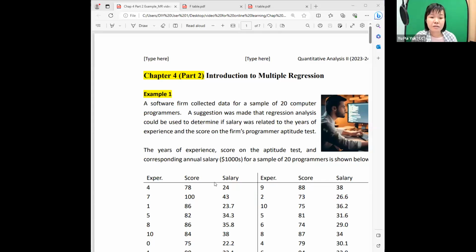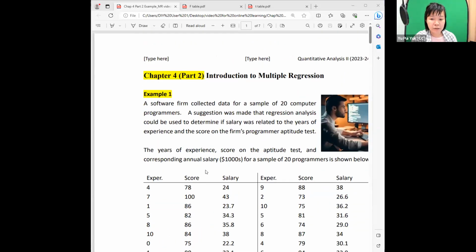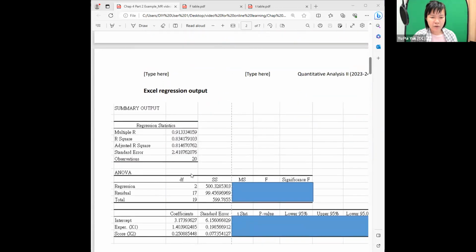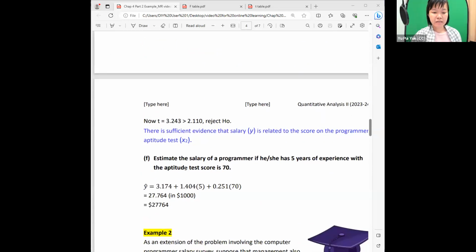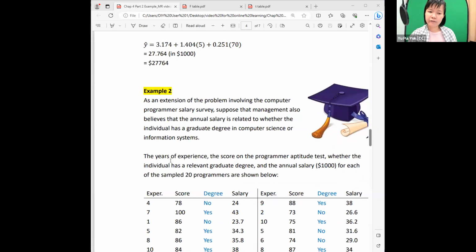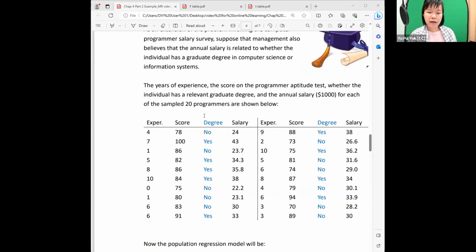Okay, now you see this screen. Suppose we already talked about Example 1 in class, so I would like to skip it and just take a look at Example 2. We didn't have time to talk about Example 2. It refers to Example 1, and we add one more independent variable, which is degree.